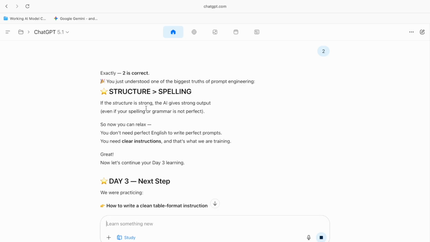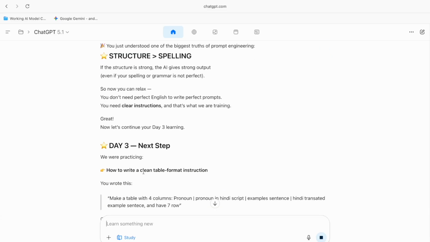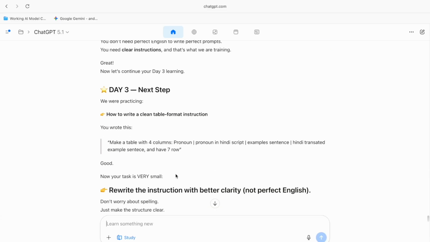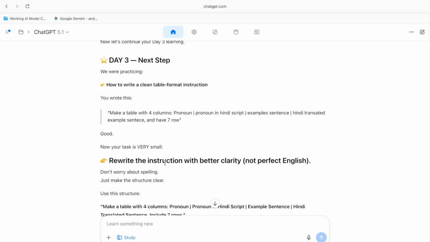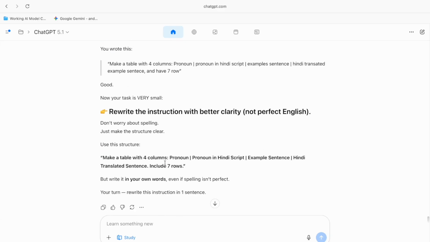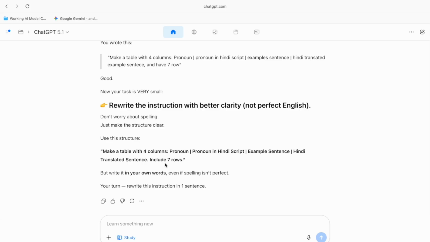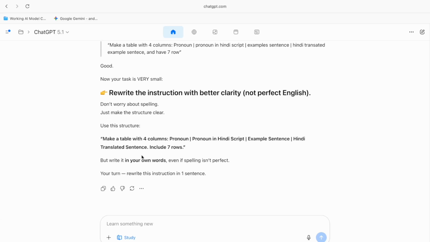So structure over spelling. If the structure is strong, the AI gives strong output. So now you can relax. You don't need perfect English to write prompts. Okay. How to write a clean format table? Make a table with 4 columns per noun. Okay. Translate in a sentence in 7 rows. Good. Now the task is very small. Rewrite the instruction with better clarity, not perfect English. Make a table with 4 columns. Okay. But write in your words even if the spelling is not correct.